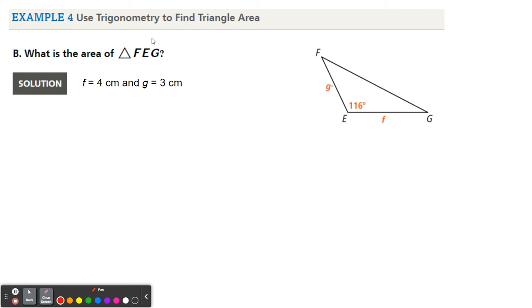It says, what is the area of triangle FEG? Now, for some reason, they don't put the numbers on the side. So F is 4, and G is 3. So in this problem, we're given angle E, and side F and side G. So we can use the area formula. It's not 1/2 ABC sine of A, but it's still 1/2 F G sine of E. Notice that all three letters are used: the two sides, and then the angle in between is the third letter. So we just do 1/2 times 4 times 3 sine of 116. And we'll type this in, and I think we'll round to 1 decimal.